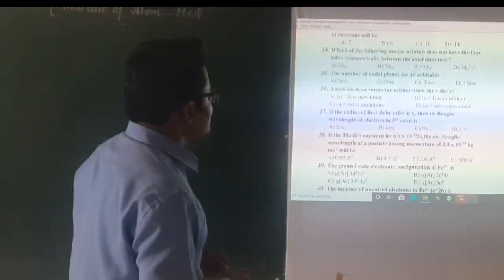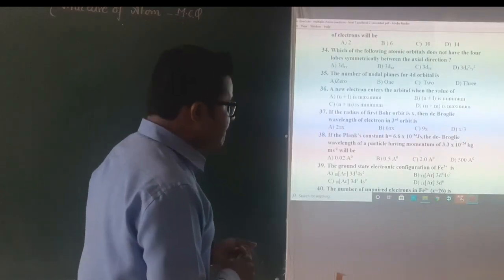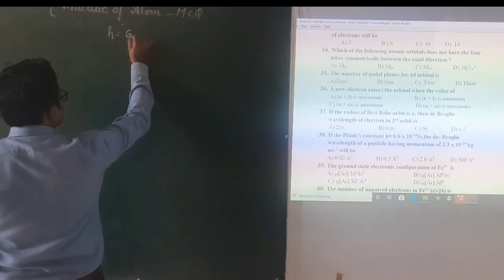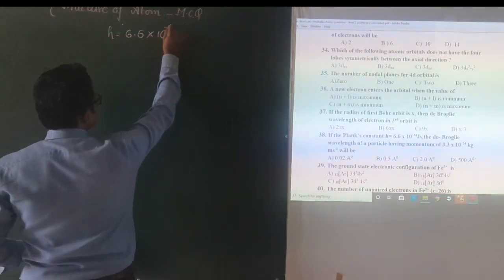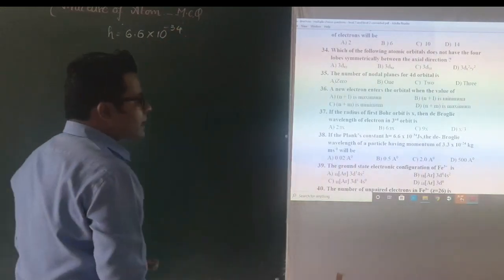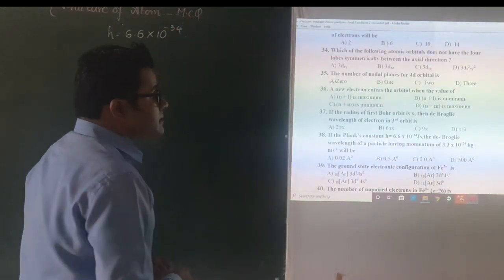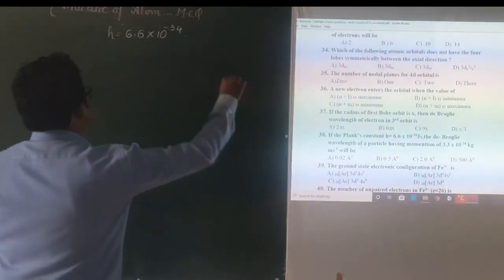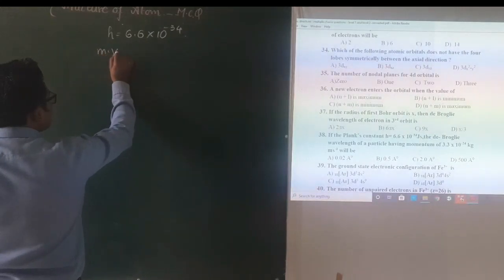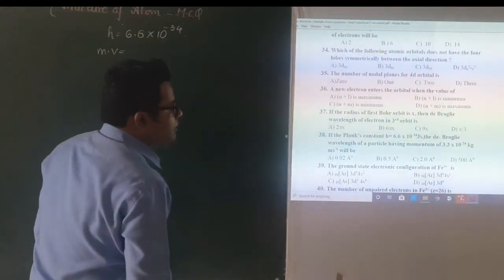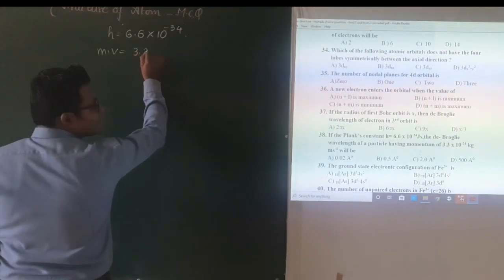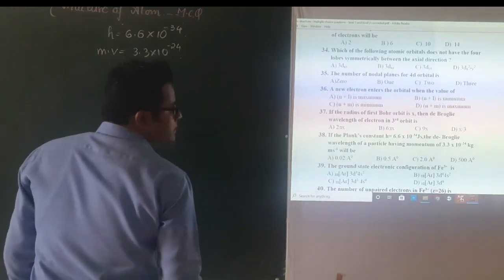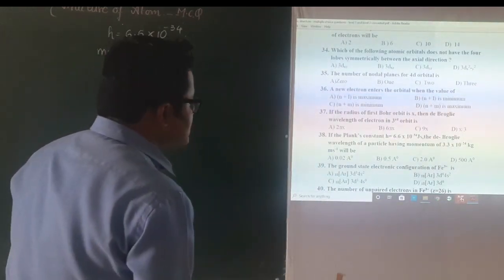So the answer is B, 6 pi. The next question, that is question number 38. If the Planck constant h is 6.6 into 10 raised to minus 34 joules, then the de Broglie wavelength for a particle having the momentum, and momentum is nothing more than m into v, here is 3.3 into 10 raised to minus 24 kg meter per second, will be?